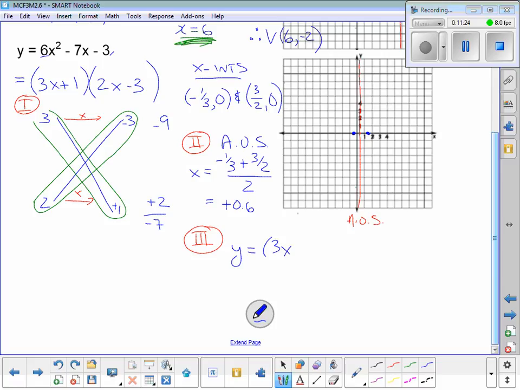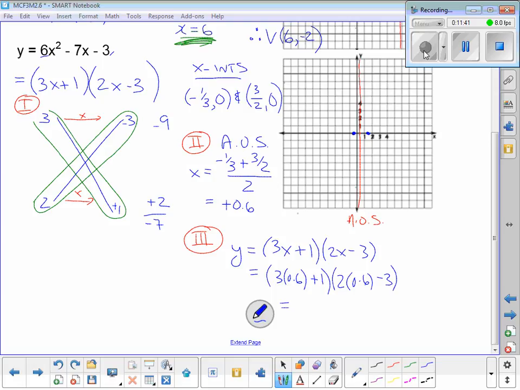I'm going to have to use my calculator to figure this out anyway. So 3 times 0.6 plus 1, 2 times 0.6 minus 3. I'll plug that into my calculator, and my calculator spits out -5. So therefore, the vertex is going to be located at approximately 0.6 and -5. So that means the vertex on the red line, 1, 2, 3, 4, 5, is right about here.